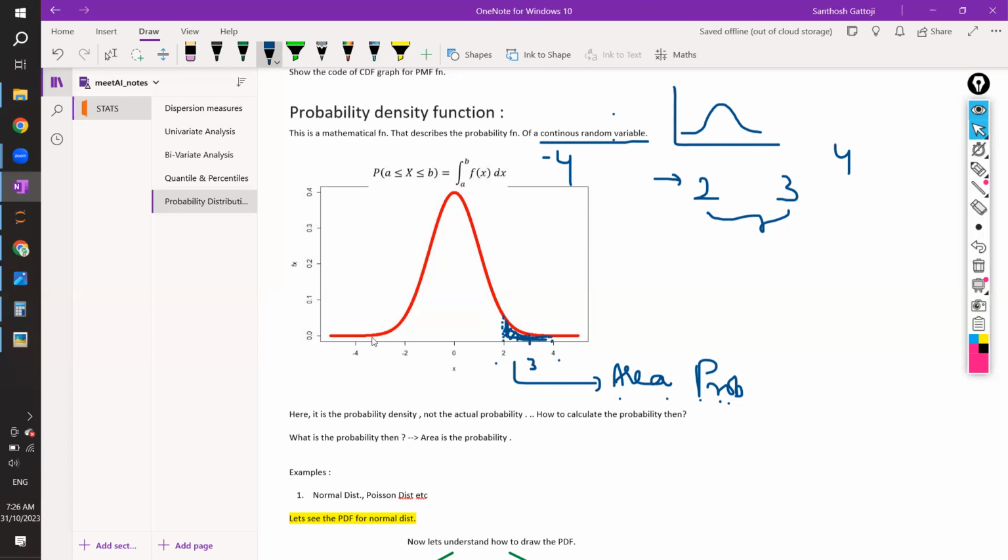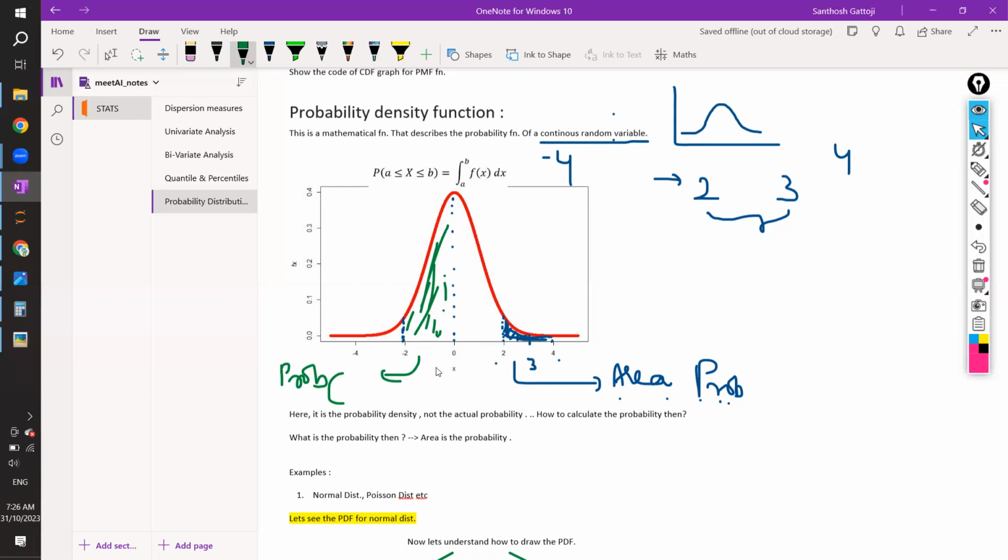See, it is just the area. For example, what is the area between -2 and 0, guys? -2 is here, start from -2, and 0 is hitting the graph here. This complete area between -2 and 0 will give you the probability of this random variable falling between -2 and 0.